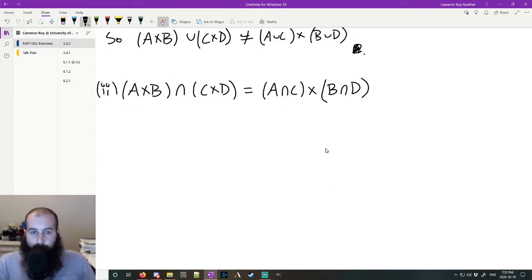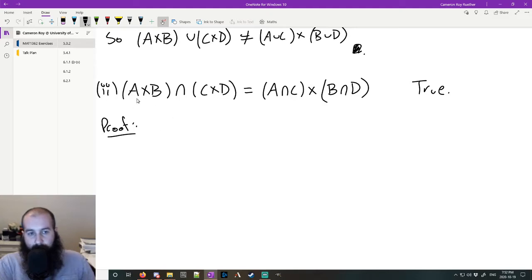Part 2 asks if for any four sets this equality holds. We're using intersections. If A cross B intersect C cross D is equal to the Cartesian product of A intersect C with B intersect D. And this ends up being true. So since it is true, we can provide a proof by showing that an element belonging to this set is equivalent to an element belonging to this set.